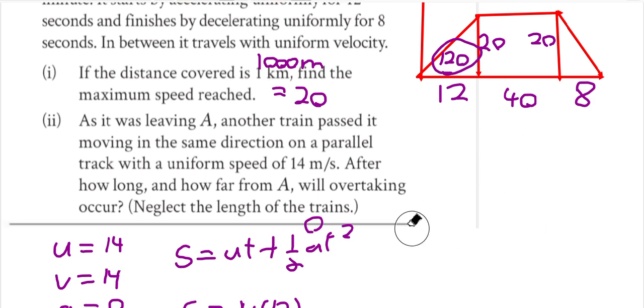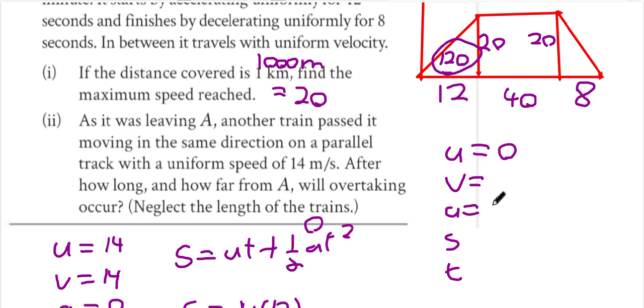Train A and train B, we're going to do SUVAT for. So train A, and it happens in the first 12 seconds. We know that now, don't we? Its u value was 0. Its v value we don't know, because we don't think it's going to get that far. It won't get to 20 meters per second, will it? Because it's already been overtaken. Its a value we can get: it's 20 divided by 12, which is 5 over 3. The s value we'll call x, and the t value we do not know.